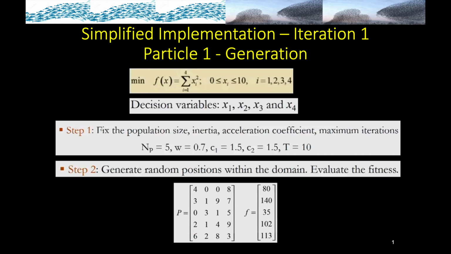Similarly, the second member randomly generated is 3197, and if you take squares of each of them and add them up, the fitness value for the second member of the population is 140. Similarly, for the third one, the fitness value is 35. For the fourth one, it's 102, and for the fifth one, it's 113. So this is the initial population, your initial positions for the population, as well as the fitness values of the population.